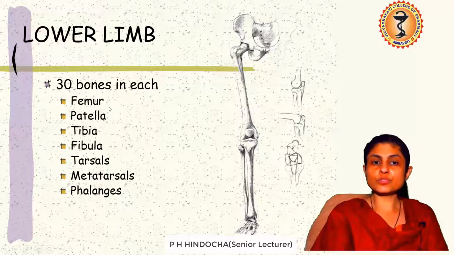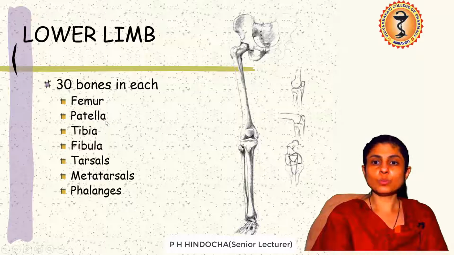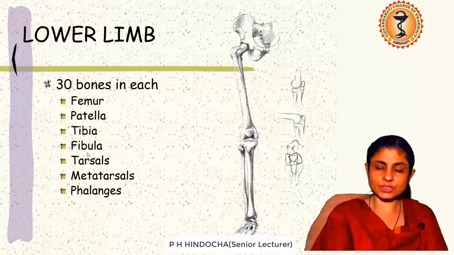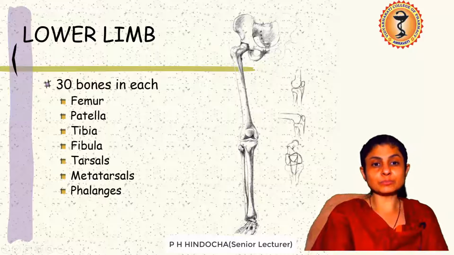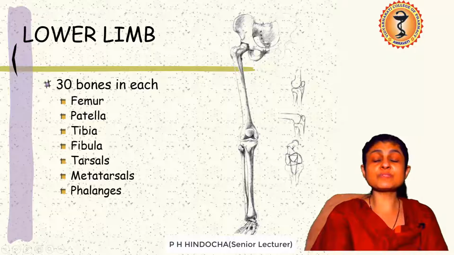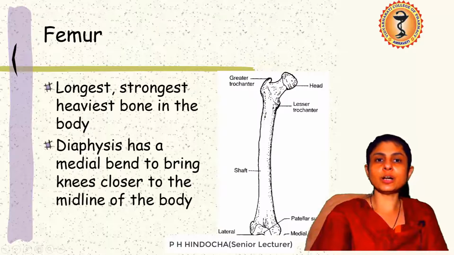So these bones go as femur, 1, patella, 1, tibia, 1, fibula, 1. Tibia and fibula are adjacent to each other. Tarsals are 7 in number, unlike carpals which were 8. Metatarsals are 5 in number, similar to metacarpals which were 5. Phalanges are 14, similar to phalanges in the upper limb.